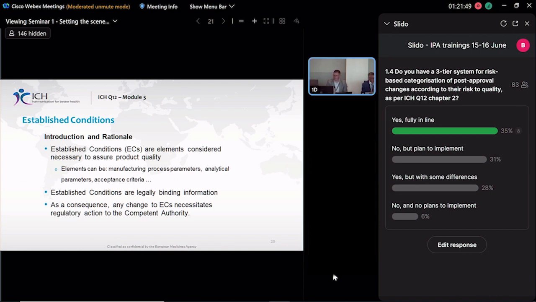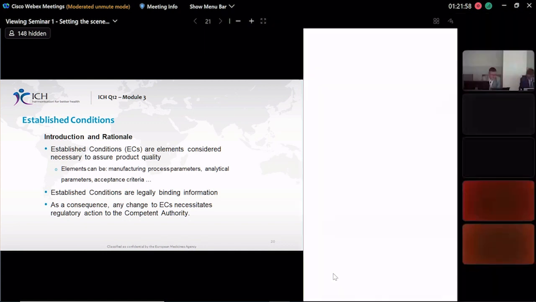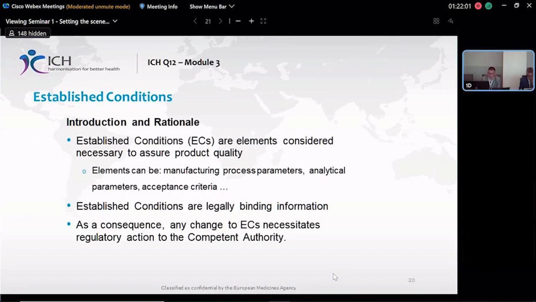It's the next chapter of Q12, what's called established conditions. So established conditions are the elements in the dossier that are considered necessary to ensure product quality. These elements can be the manufacturing process parameters, analytical test parameters, acceptance criteria, specifications. The established conditions are the legally binding information in the dossier. And as a consequence, any change to the established conditions necessitates a regulatory action to the competent authority. So the established conditions are the information in your dossier that will trigger a variation if changed.